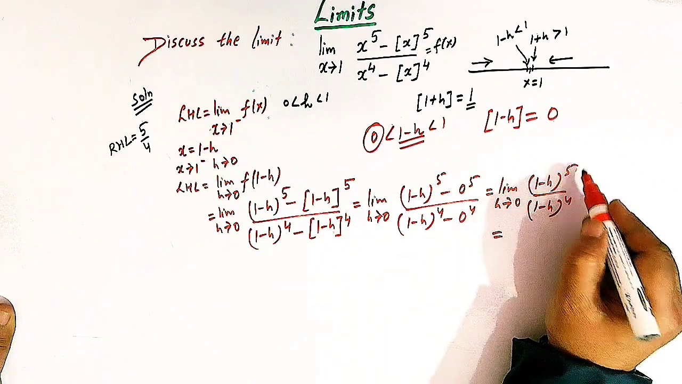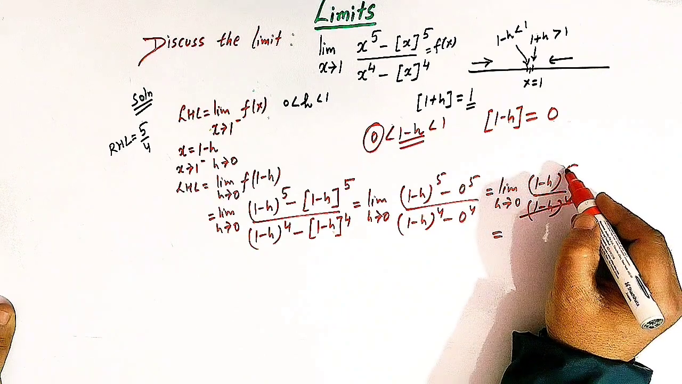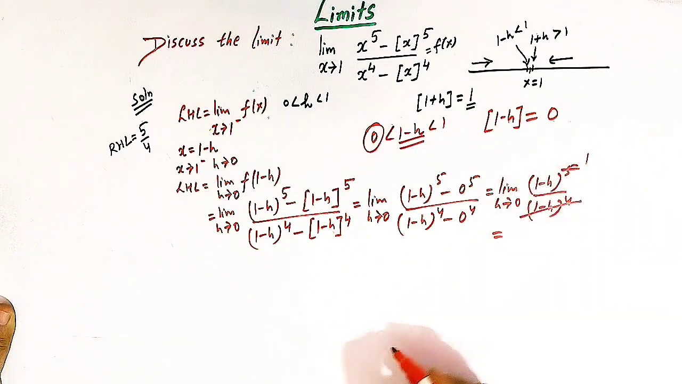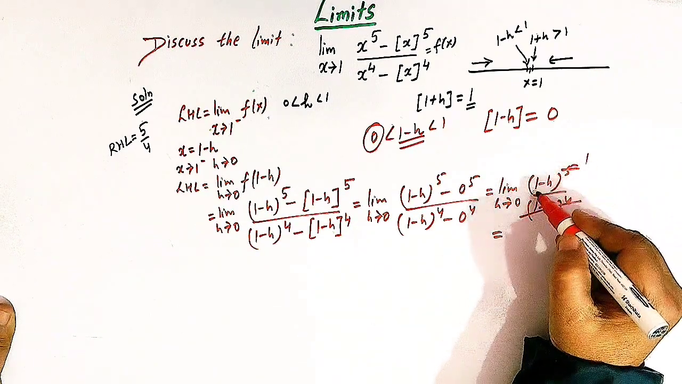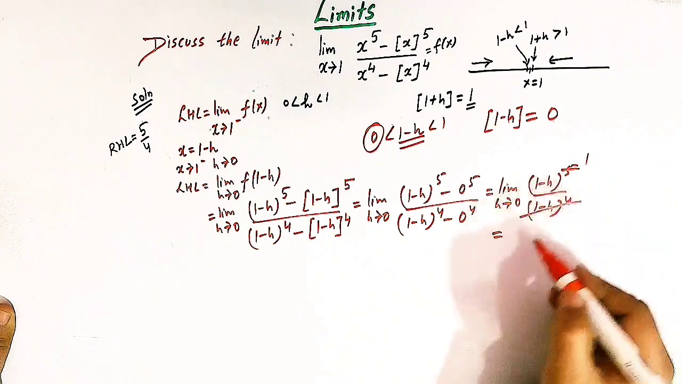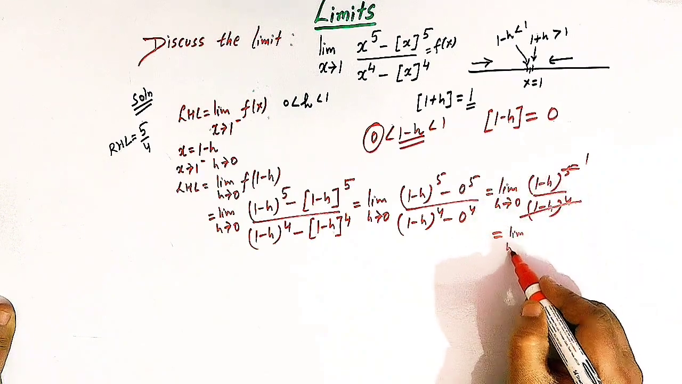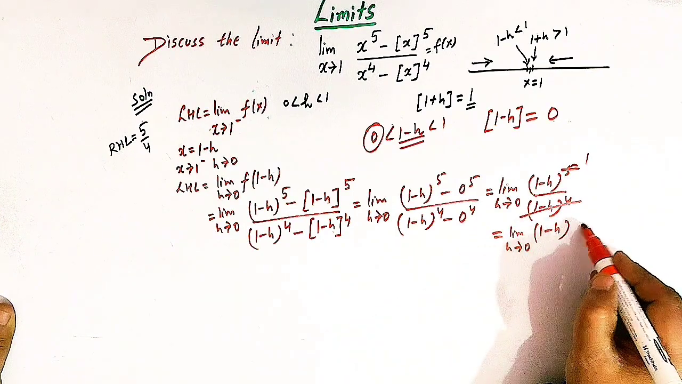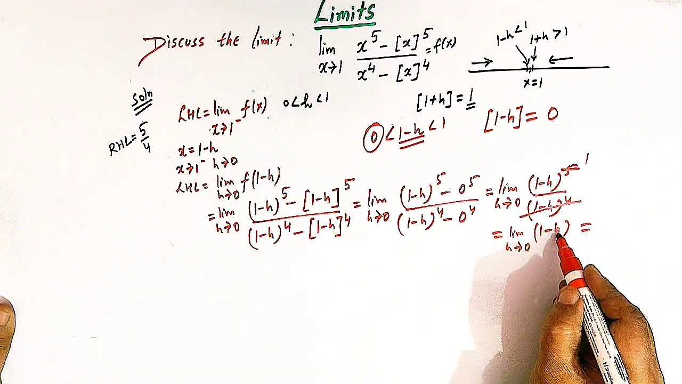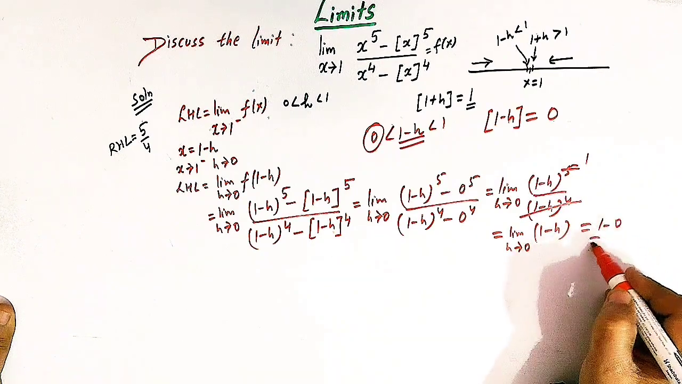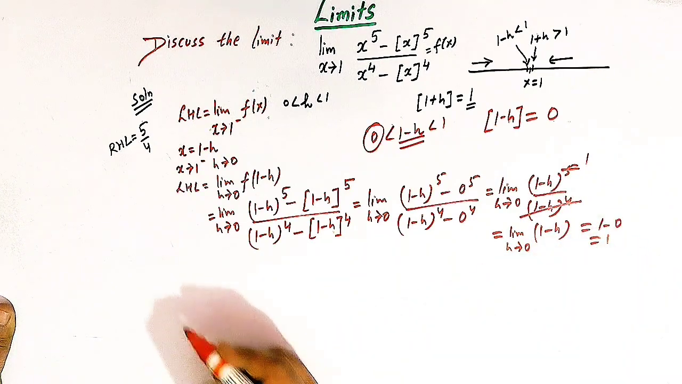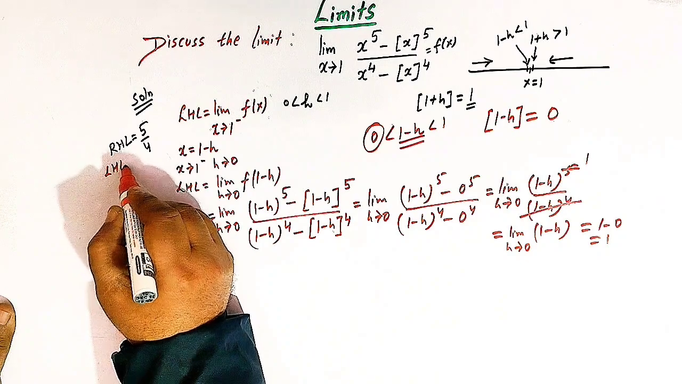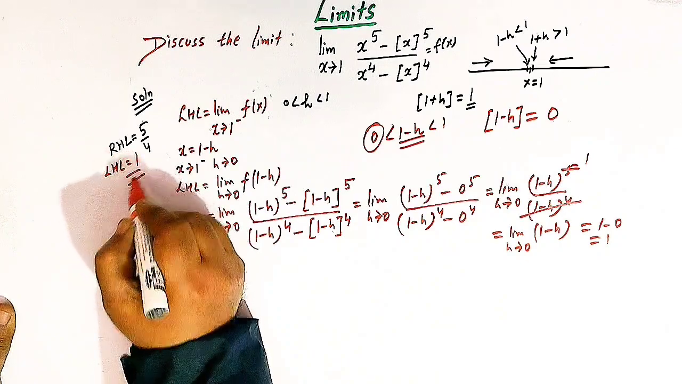So now here this term gets cancelled. Here we are left with only the 1 power of that, that is 1 minus h. So we have limit h tends to 0, 1 minus h. So now we can take h equal to 0. So this is 1 minus 0, that is 1, right? So the left hand limit is given by 1.